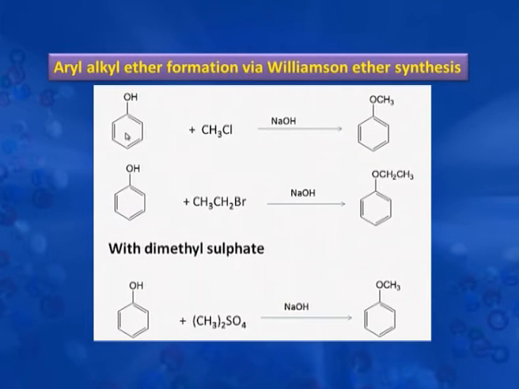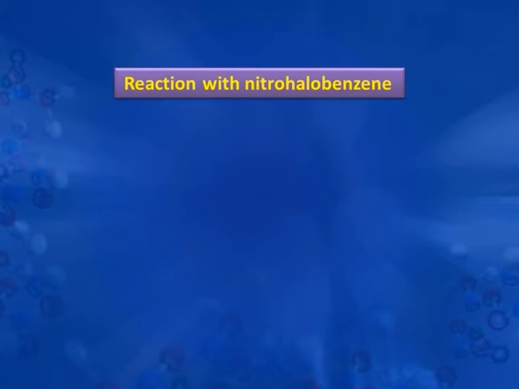Here we have some examples in which phenol is reacting with methyl chloride in the presence of sodium hydroxide, forming methoxybenzene, or the methyl ether of phenol. Similarly, here it is reacting with ethyl bromide and forming ethoxybenzene, or the ethyl ether of phenol. Both these reactions come under the category of Williamson ether synthesis. When phenol reacts with dimethyl sulfate in the presence of a base, ether is formed, but the reaction is not called the Williamson ether synthesis.